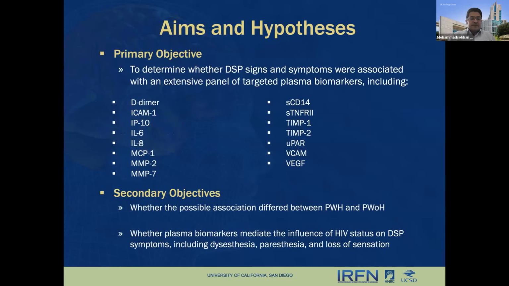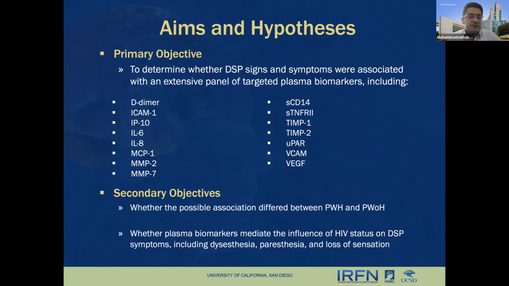So in this study, we wanted to determine whether DSP signs and symptoms were associated with an extensive panel of targeted plasma biomarkers. This panel contains 15 plasma biomarkers, which are D-dimer, intracellular adhesion molecule, interferon gamma induced protein 10, interleukin 6, interleukin 8, MCP1, MMP2, MMP7, soluble CD14, soluble TNF receptor-II, tissue inhibitor of metalloproteinase 1, TIMP2 or tissue inhibitor of metalloproteinase 2, urokinase type plasminogen activator, vascular cell adhesion molecule, and vascular endothelial growth factor.